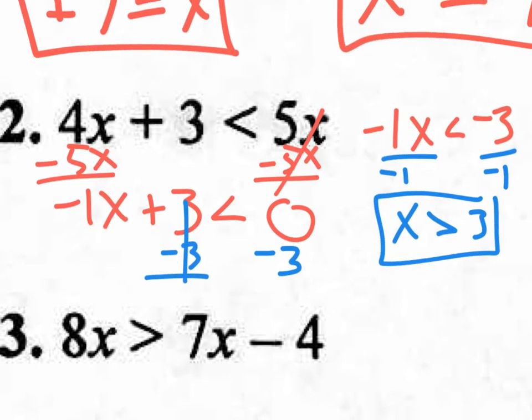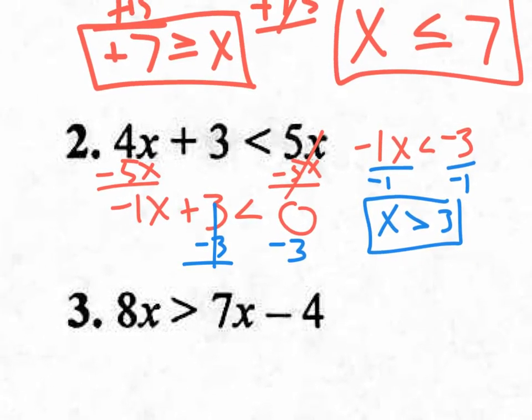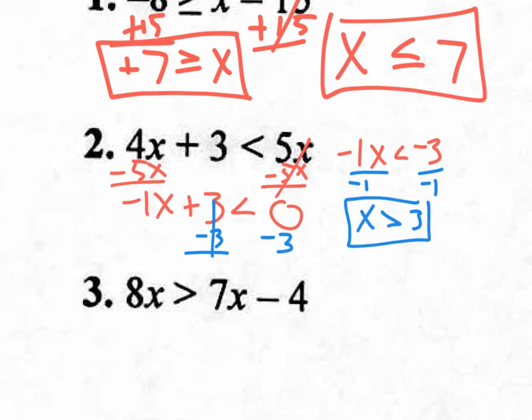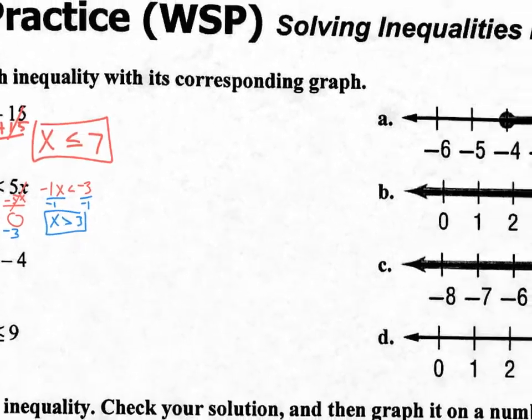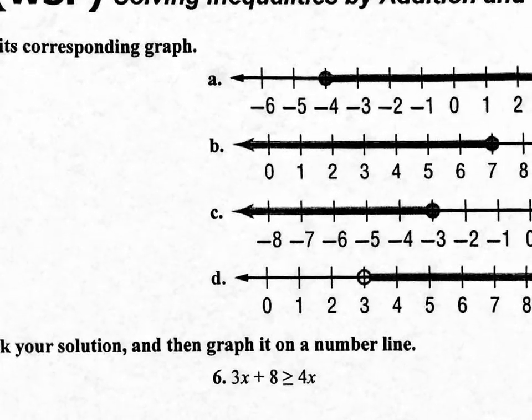Okay. So I could have moved the 4x over there and then switched it at the very end. But I kind of wanted to show you that if you do divide by a negative, you have to flip that inequality symbol. X is greater than 3. Which multiple choice answer would that be? D. X is greater than 3. Not greater than or equal to. That would be a solid dot. It's just greater than. That's why it's an open dot. Greater than goes to the right.